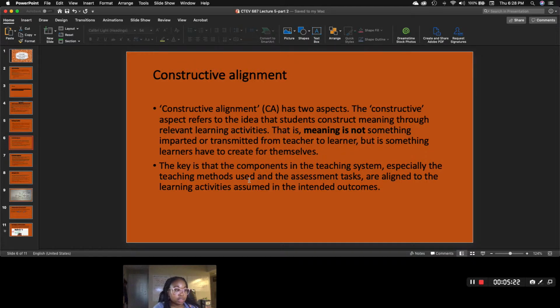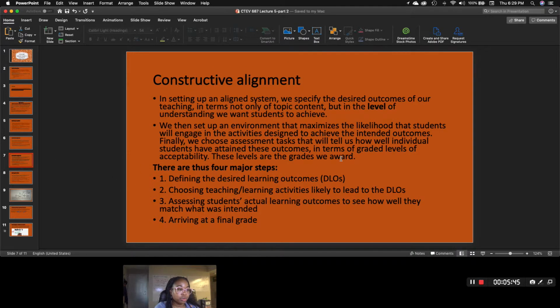So it says here that meaning is not something imparted or transmitted from teacher to learner, but it's something learners have to create for themselves. And then the key here is that the components in the teaching system, especially the teaching methods used and the assessment tasks, are aligned to the learning activities assumed and the intended outcomes. So here's where the intentionality behind your professional goals and the student learning goals start to play an important role, because you have those as your base. You start there and then you build your year backwards to the beginning.